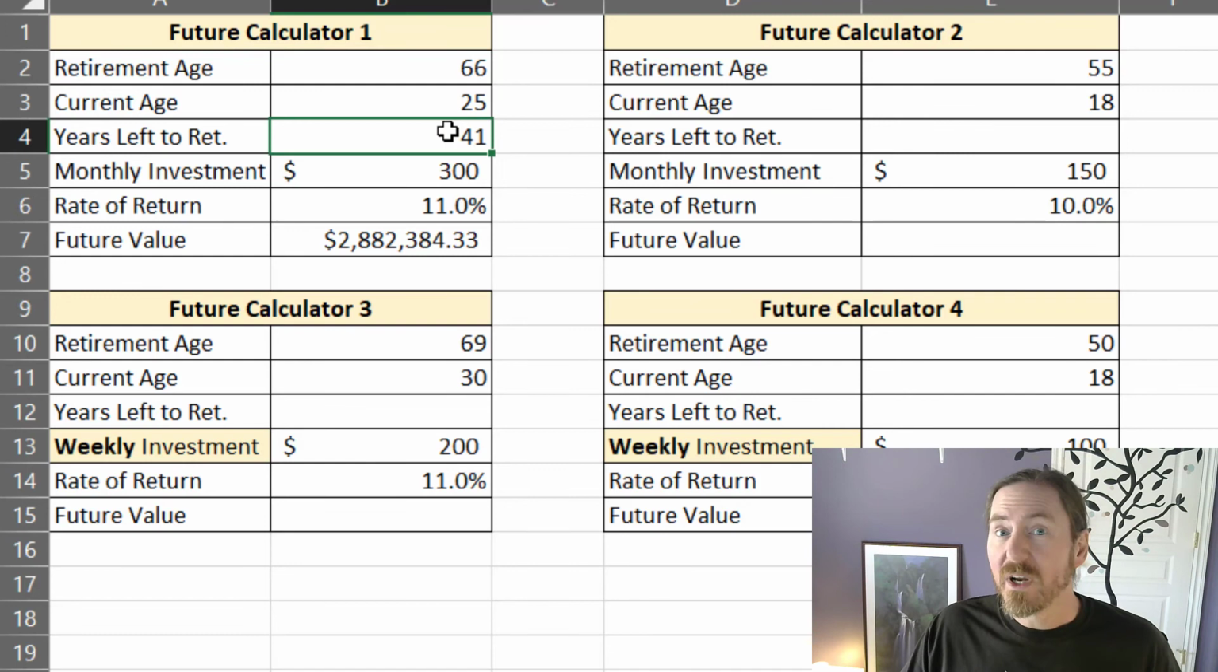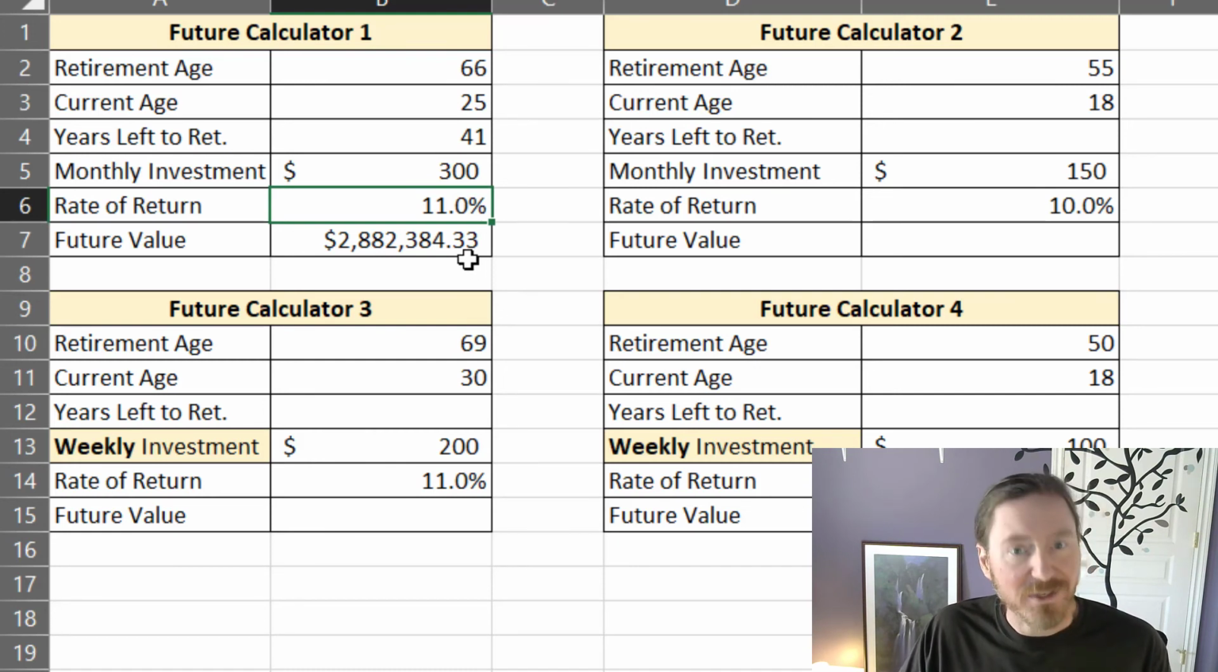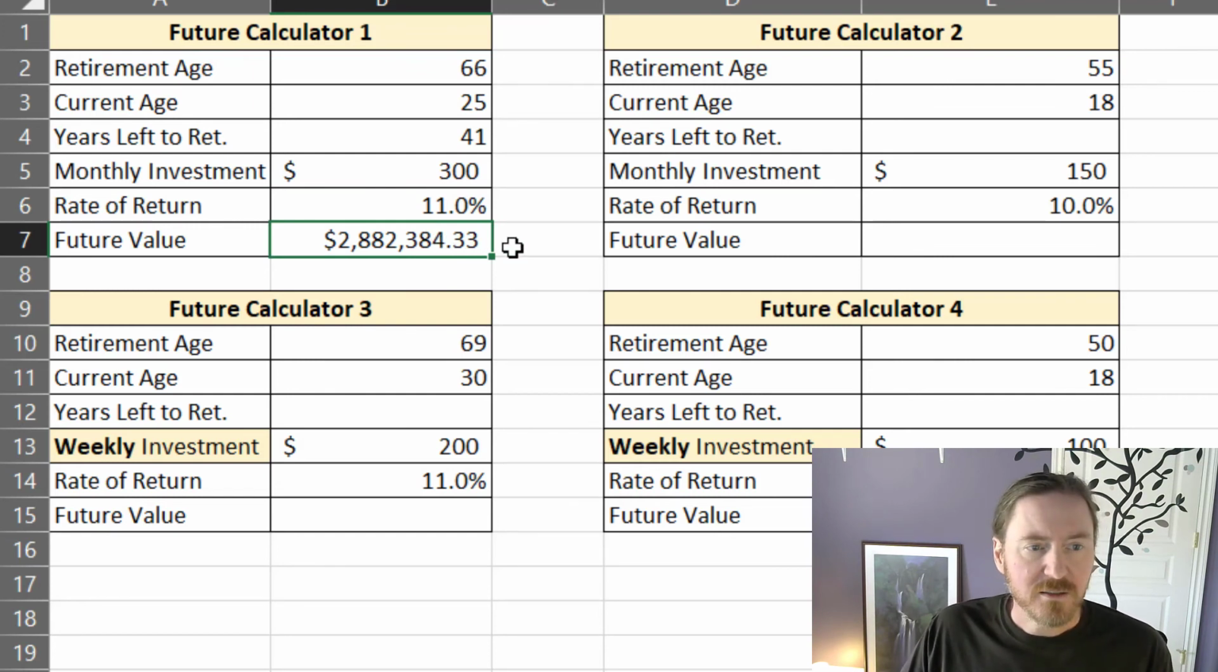25-year-old is going to retire at 66. They have 41 years left. That's a huge time horizon. That's great. Monthly investment, $300 a month. They're going to average an annual return of 11%. That's actually pretty realistic. Last 50 years of the S&P 500 has averaged 11%. Future value, $2.8 million. Awesome. Great. All right, that looks pretty good.